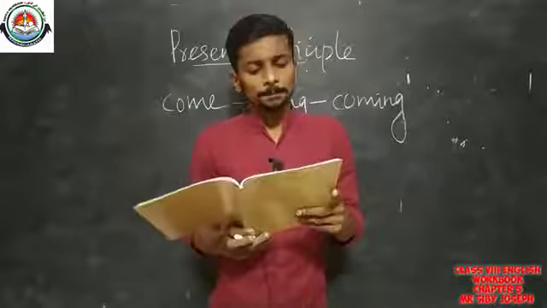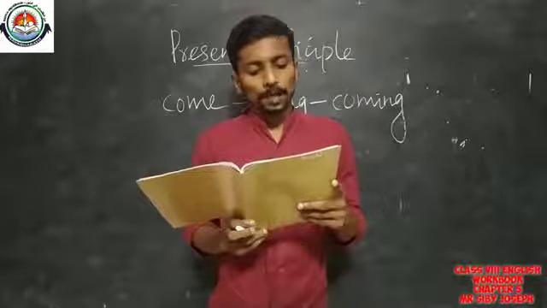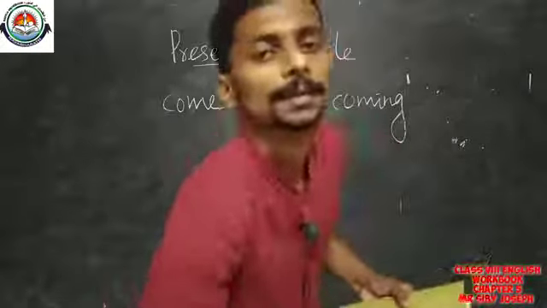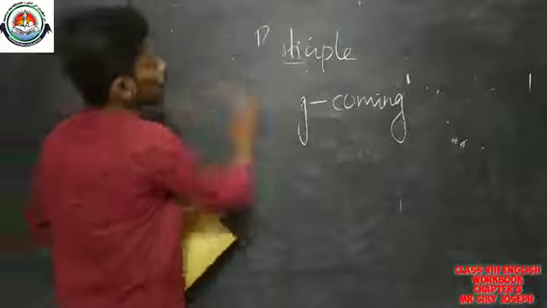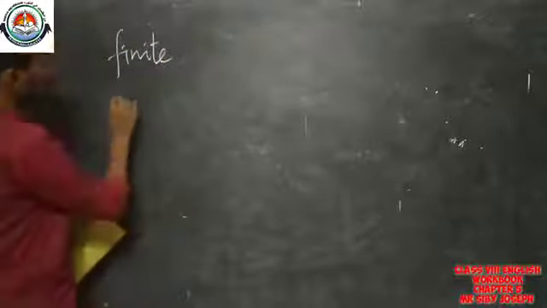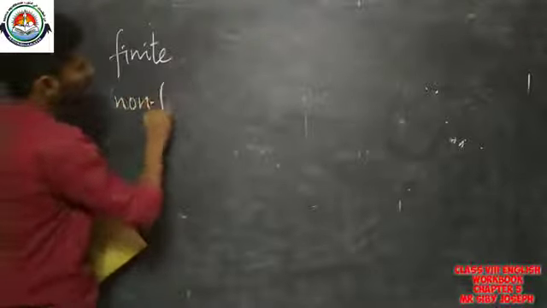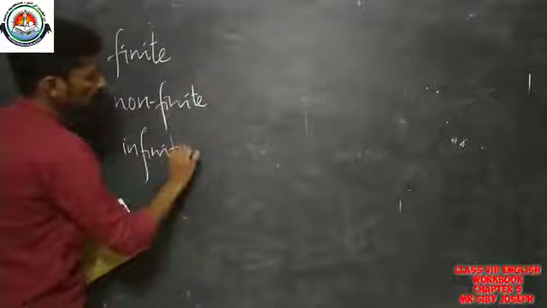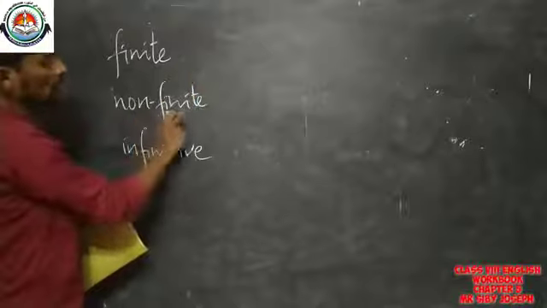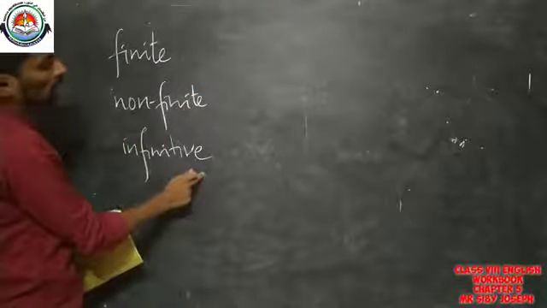Now you have to know three categories. I am going to write the three categories mentioned here. First one, finite. The second one is non-finite. The third one is infinitive.